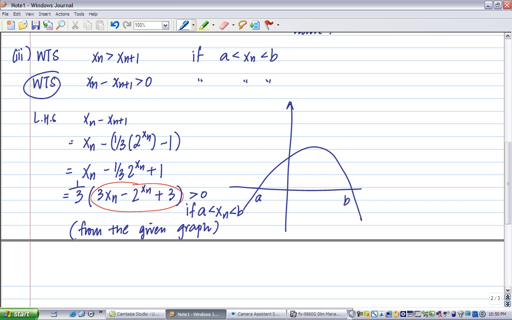We can deduce from the given graph. So in this case, it's greater than 0 and we are done. So therefore, xn minus xn plus 1 is greater than 0. This implies that xn is greater than xn plus 1 when xn is between A and B. Now do the same for the other part, because you are required to show for the other part that xn is less than xn plus 1 if xn is less than A or xn greater than B.